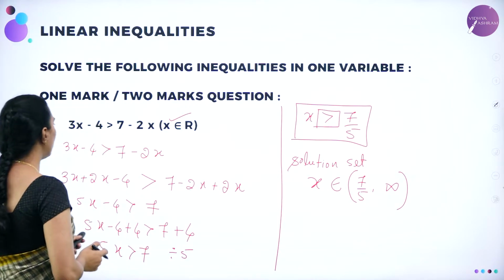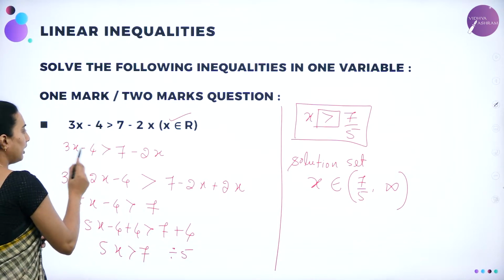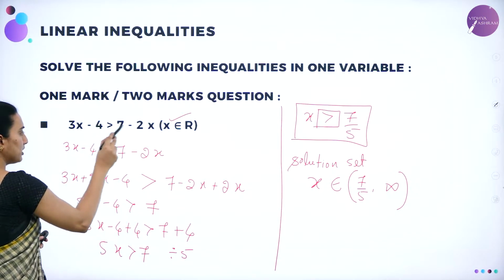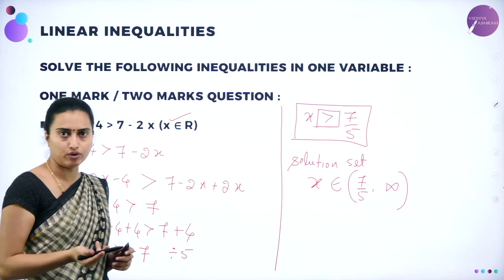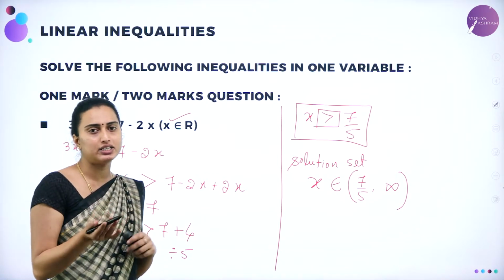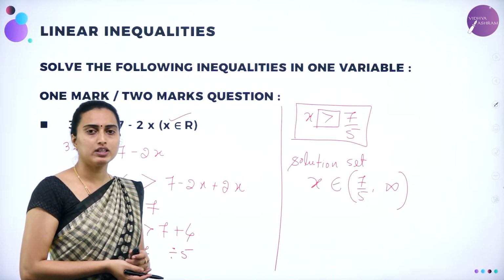You can solve this also by having 3x. If you take minus 2x to this side, it will become plus 2x. Minus 4 to that side, it will become plus 4. Anyway, adding and subtracting do not change the inequality. You can interchange the numbers. We'll move on to the next problem.